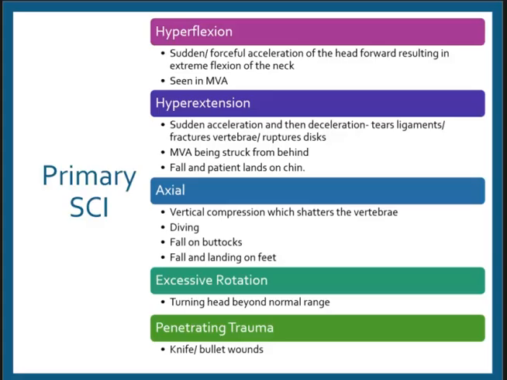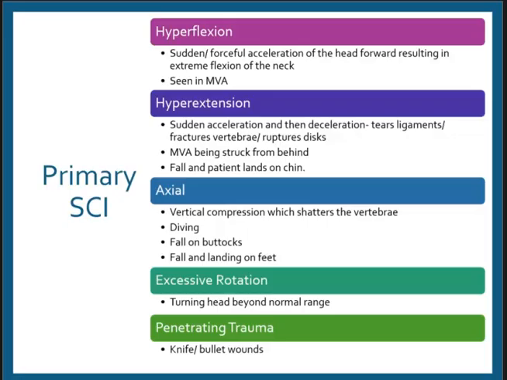Now a primary spinal cord injury. The causes: hyperflexion, hyperextension, could be axial, excessive rotation, or penetrating trauma. What was the initial injury? What happened? So hyperflexion. It is sudden forceful acceleration of the head forward, resulting in extreme flexion of the neck. I'll show you in a minute. This is typically seen in motor vehicle accidents.